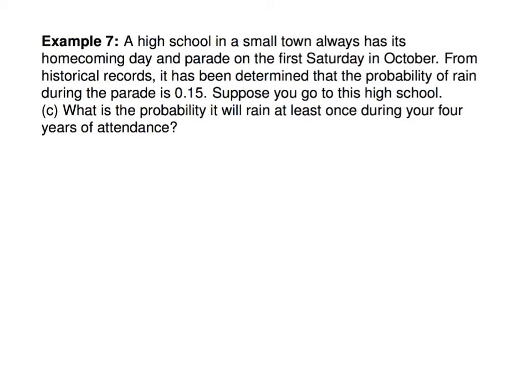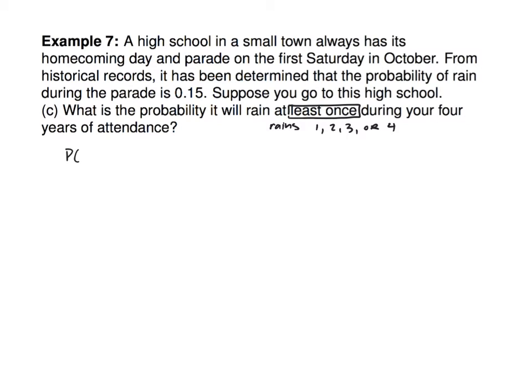Okay, now here's where the tricky complementing comes in. What is the probability that it will rain at least once during your 4 years of attendance? So first of all, at least once means it rains 1, 2, 3, or all 4 times. That's what it means to rain at least once. And the thing to notice is that is the complement of part B.